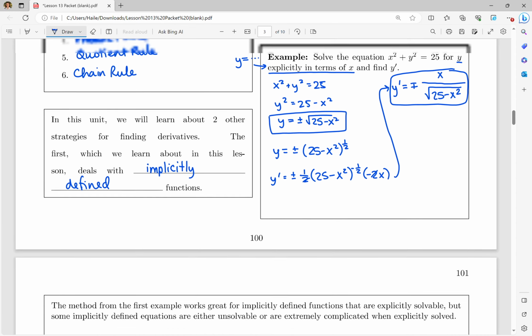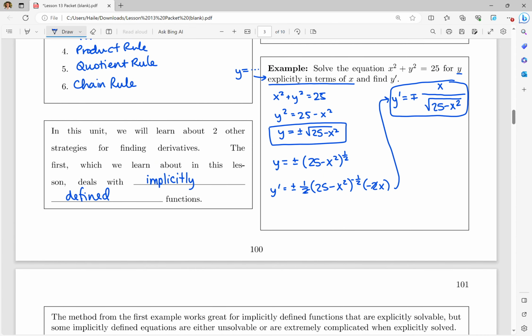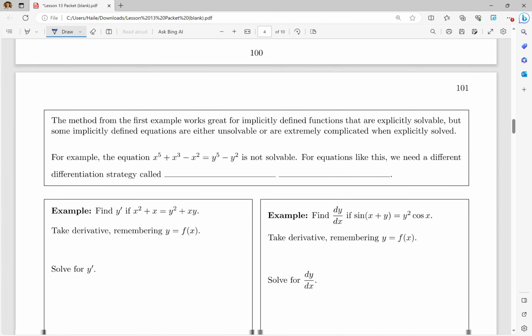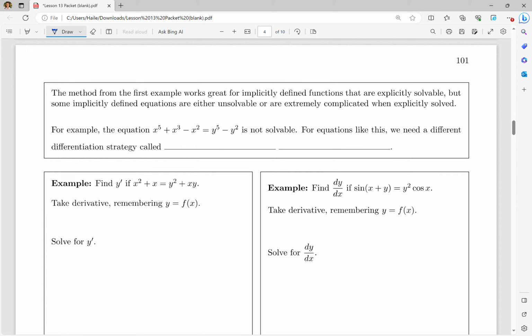Now, that one wasn't so bad. So we were able to solve for y, we were able to take the derivative, and you're probably like, well, that's exactly how we've been doing things. And you would be right. But it turns out that not all implicitly defined functions are explicitly solvable.